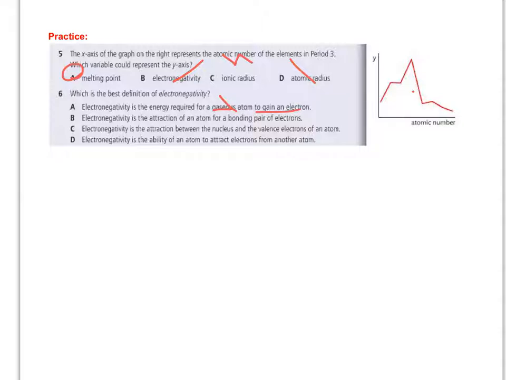So B, the attraction of an atom for a bonding pair of electrons. That sounds pretty good. C, the attraction between the nucleus and the valence electrons. That's not electronegativity. And D, the ability to attract electrons from another atom. That's actually electron affinity, the ability to take them. So when you're looking at the attraction with a bonding pair, that's electronegativity.